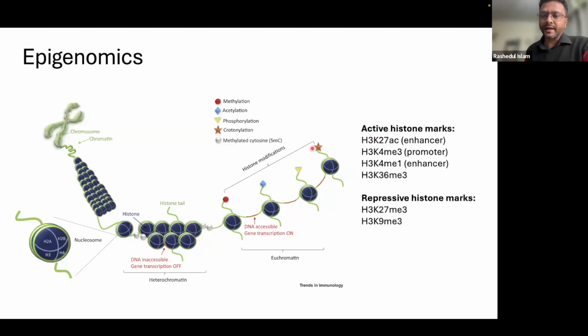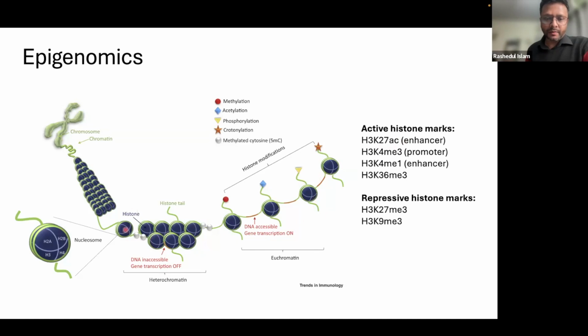For example, if a histone 3 protein has acetylation at the 27 residue, this indicates this region has an enhancer. If it has K4 trimethylation modification, that indicates it's a promoter. So those modifications are used as markers to identify the function of the genome.